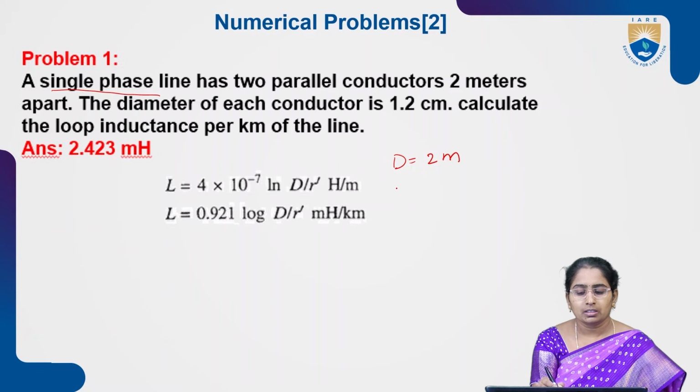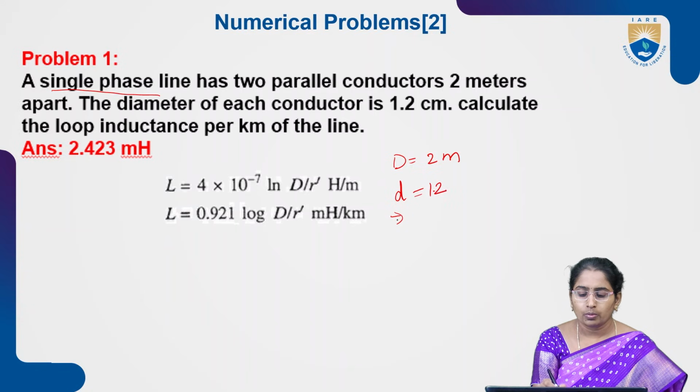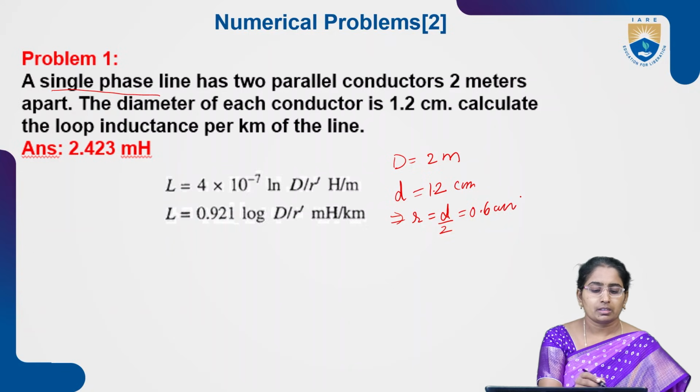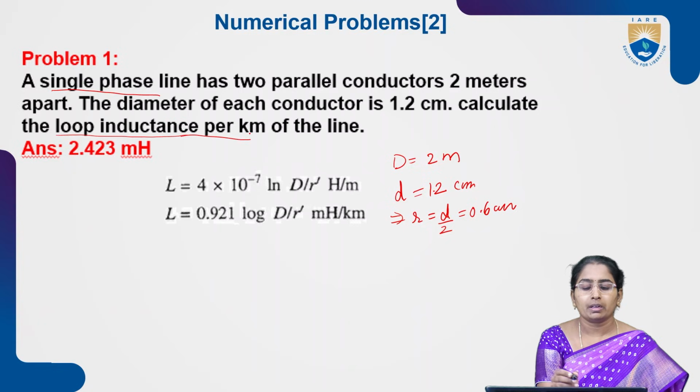The diameter of each conductor, let us say, is 1.2 centimeter. So from that, what is the radius? D by 2, so 0.6 centimeter. Calculate the loop inductance. They have asked for the loop inductance per kilometer of the line.